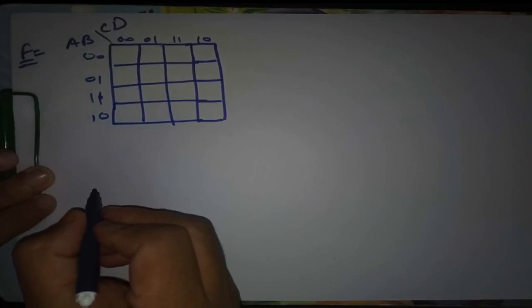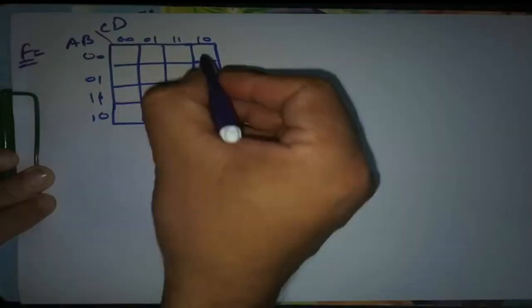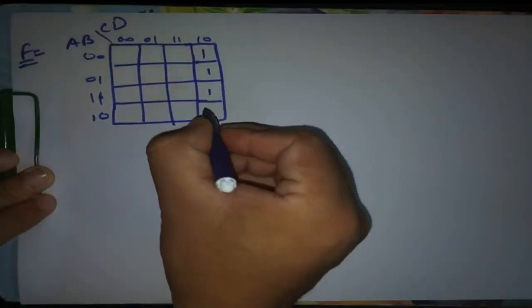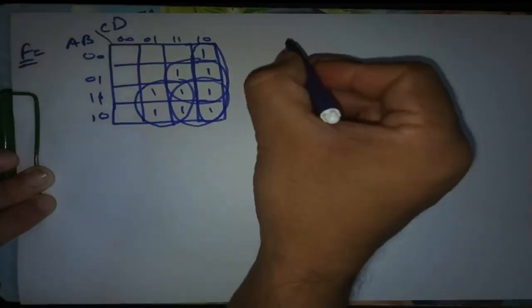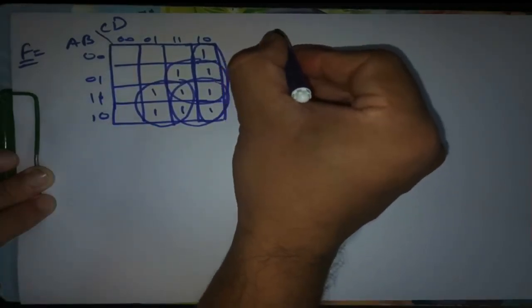Suppose we have a function f, and these are the min terms of that particular function. Now we have to create the groups. We can create the groups like that. That means this one, this one, this one, and this one. We can create the groups only in the order of 2 to the power n.